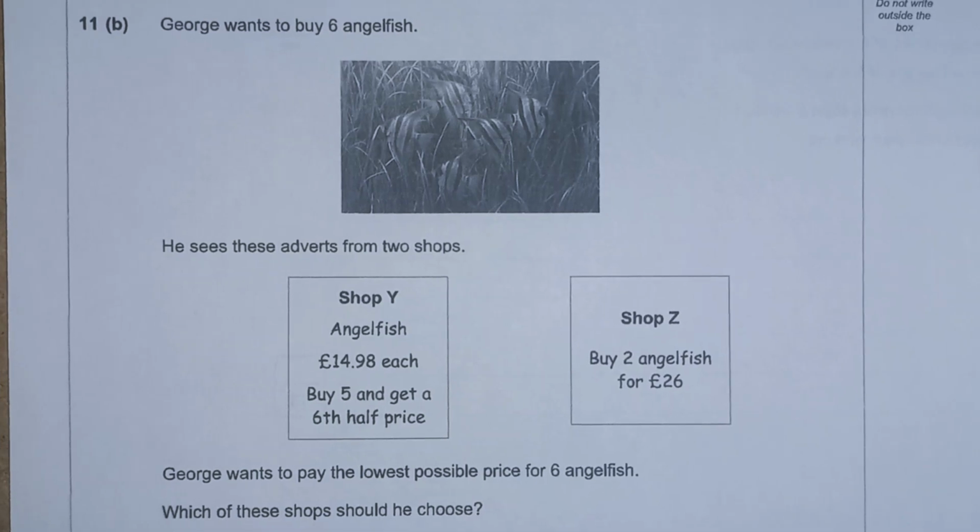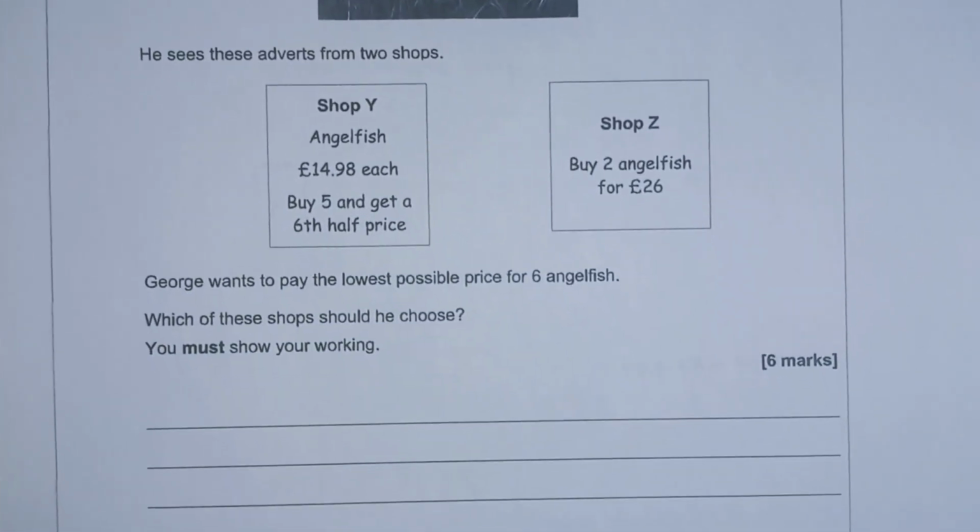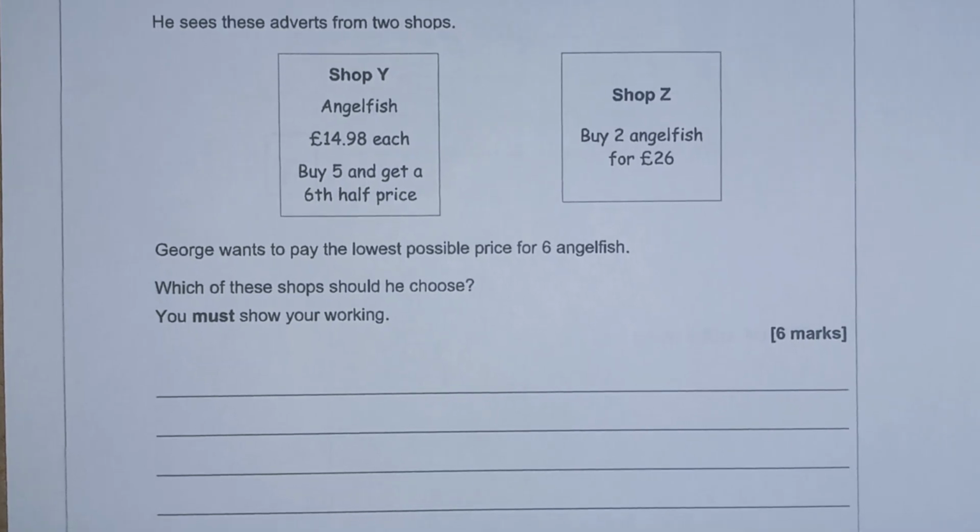Okay, let's have this here. 11B. George wants to buy 6 angelfish. He sees these adverts from 2 shops. So let's move that up. We don't need to see the picture of the angelfish. If you've seen Finding Nemo, you know what an angelfish looks like.